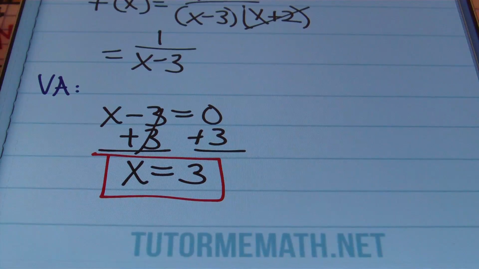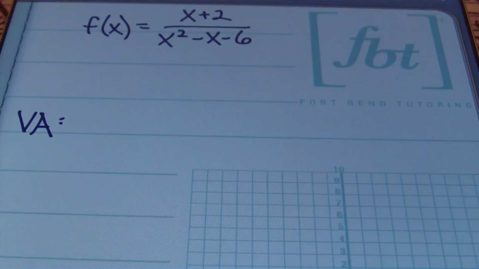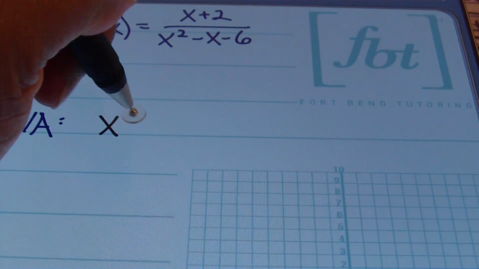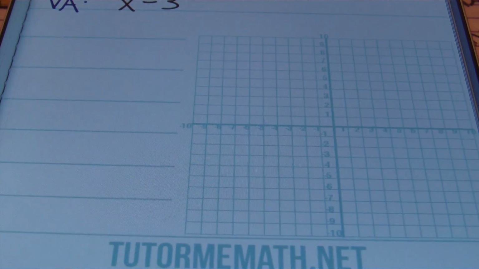Okay, so let's go ahead and graph that up. On to our graph. Notice that I have the original function, f of x equals x plus 2 divided by x squared minus x minus 6. And we found that our vertical asymptote is x equals 3. All right, and I'm going to graph this with a dashed line.